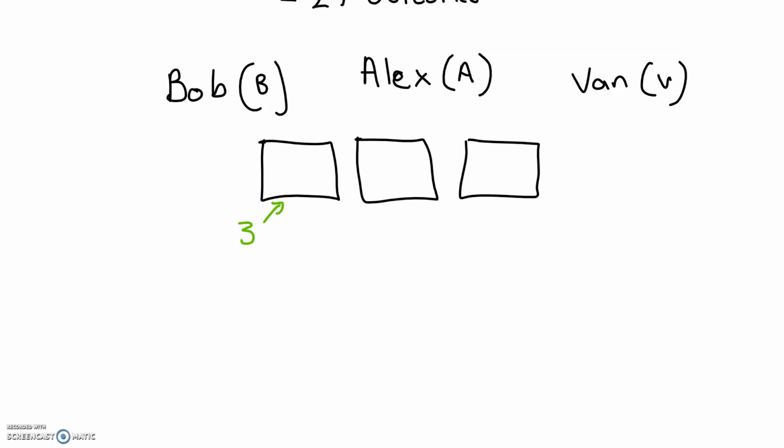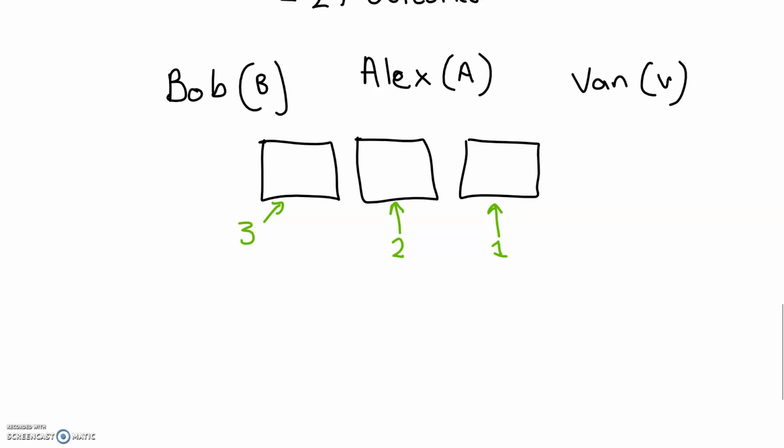Now in this second one, we only have 2 options, because if I've already put Bob here, I can't put Bob here again. I've already used up Bob, if you want to put it that way. So here, I've only got 2 options left. And then in the last one, we've already used up 2 of the people, so there's only 1 person left to pick from. So I've got 3 options, then 2 options, then 1 option.